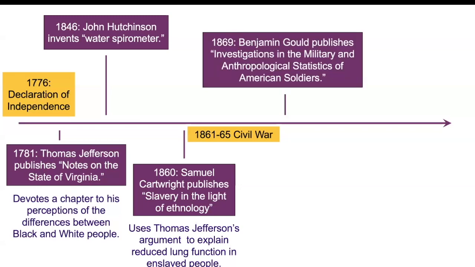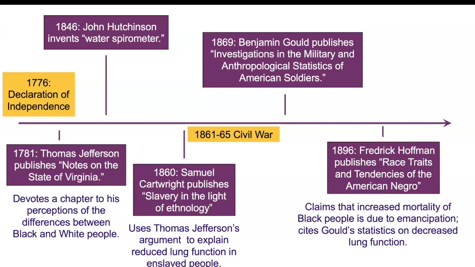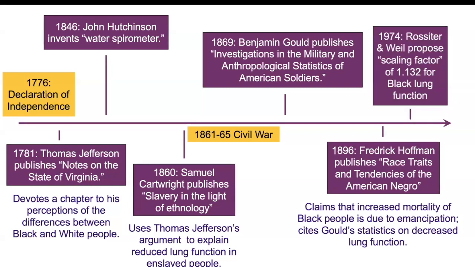At the end of the Civil War, Benjamin Gould wrote a book surveying the bodily characteristics of Black and white soldiers. In a chapter on lung function, Gould reports a difference in mean lung volume between Black and white soldiers that persisted when adjusting for height. He did not adjust for age or environmental factors. This data was used during Reconstruction and into the 1920s to argue for white supremacy, notably by Frederick Hoffman to explain increased mortality in Black individuals after emancipation.